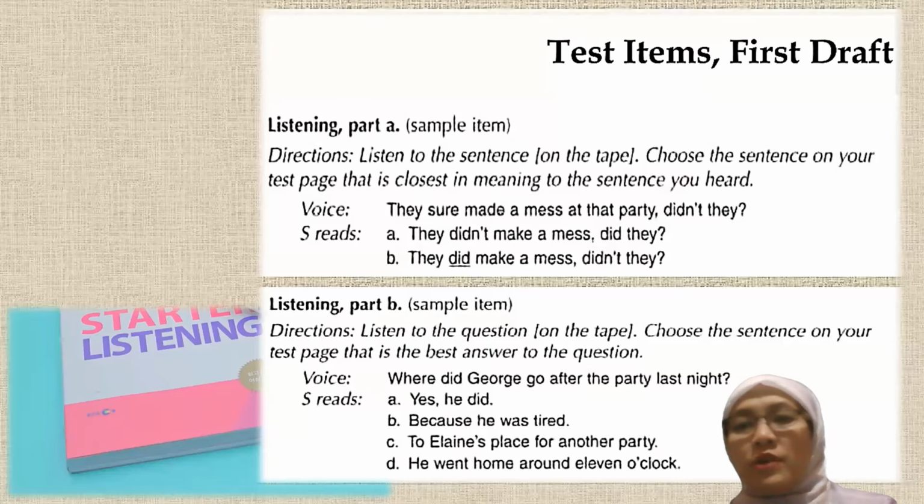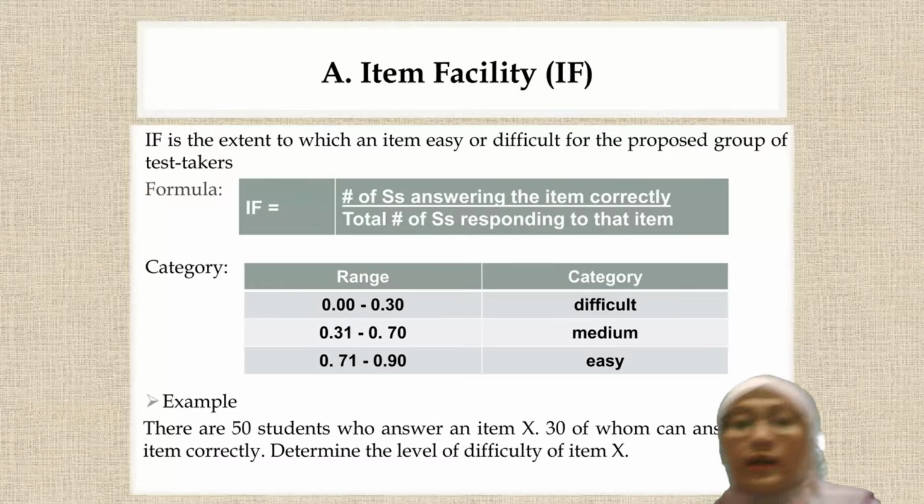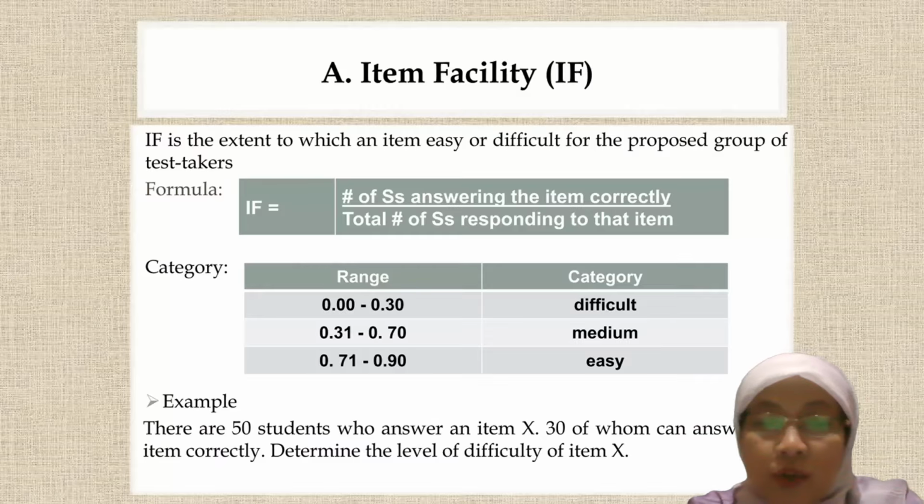So if the range of IF is between 0 to 0.3, it means it is difficult. If 1.3 until 1.7, it means medium. If it is from 1.71 until 1.9, it means it is easy. What do you think about this? Is it difficult, medium, or easy? There are 50 students who answer the item X. 30 students can answer it correctly. Now, what do you think? Is item X difficult, medium, or easy?